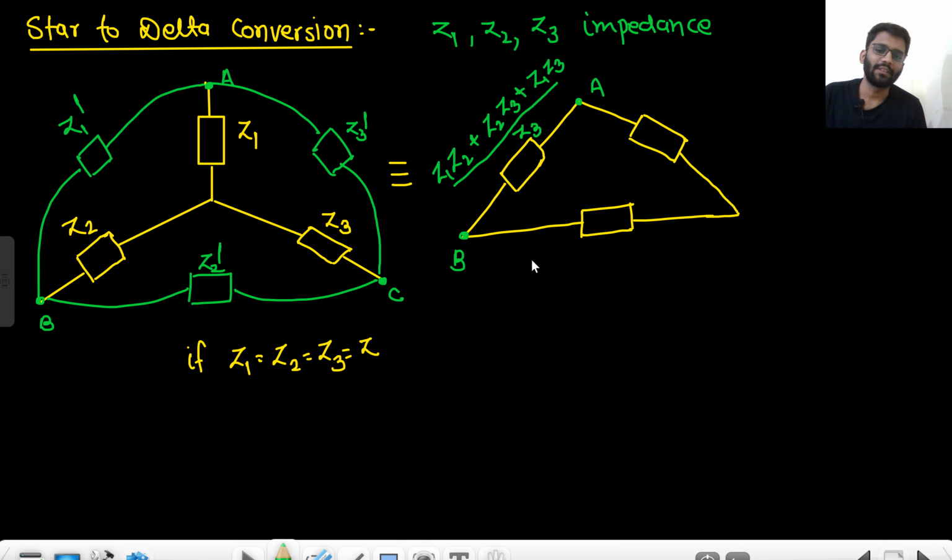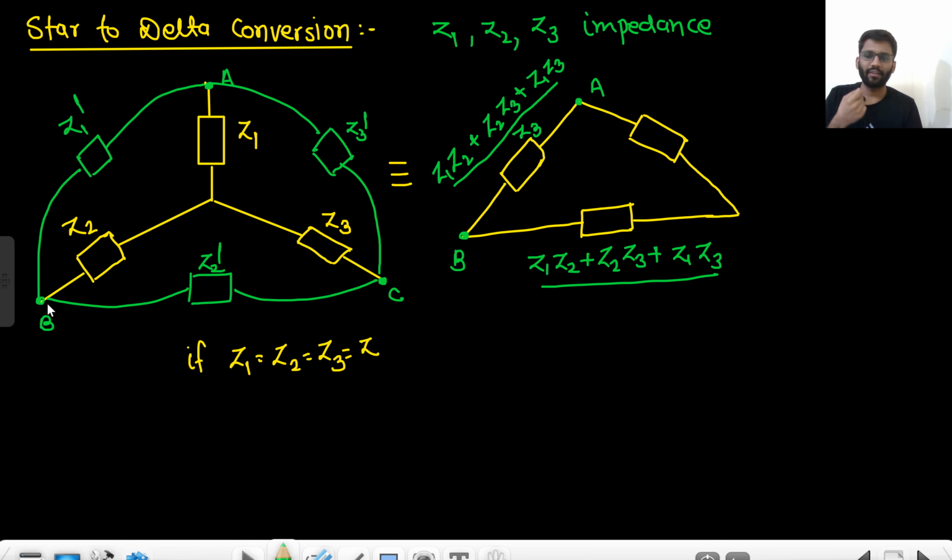Now try writing for this. For this as well, Z1 into Z2 plus Z2 into Z3 plus Z1 into Z3, divided by what? You tell me. We are converting it between B and C. So which impedance is not connected to node B and C? Only Z1. Or which impedance is in front of that? That is Z1. So here we will have Z1.